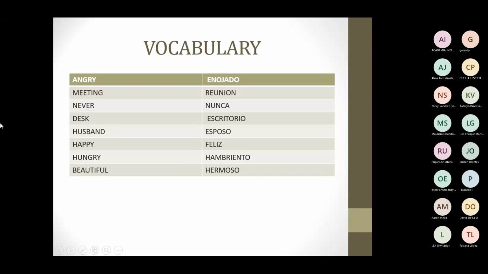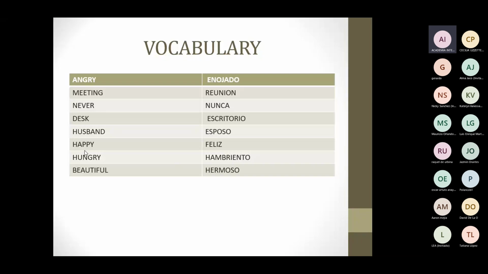So, can somebody make a question using a personal pronoun, a verb to be, and this word? ¿Puede alguien hacer una pregunta utilizando esta palabra? Are you hungry? Okay, very good. And what are you asking me right now? ¿Tienes hambre? Podríamos traducirlo como ¿estás hambriento?, pero ya interpretándolo mejor a nuestro idioma sería ¿tienes hambre? Very good.